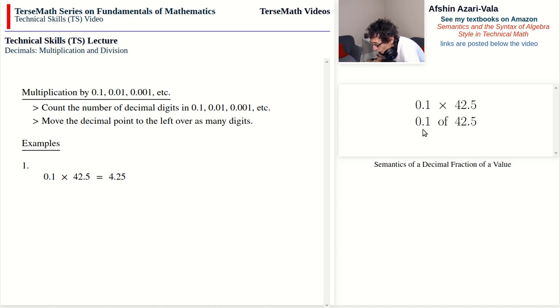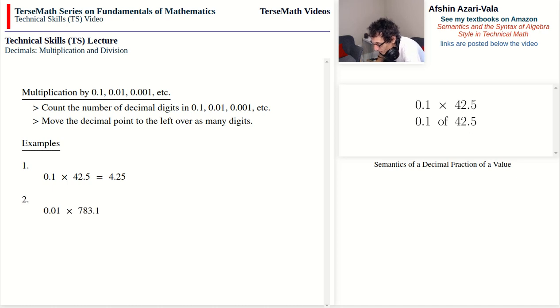So of course the formal reading of 0.1 is 1/10, and if we go by the formal reading, it makes a lot of sense now. 1/10 of 42.5. And if you think about it, 1/10 of a value is the same as dividing it by 10 if you want to find 1/10 of a value. And so because we need to divide this by 10, decimal point moves back over 1 digit.